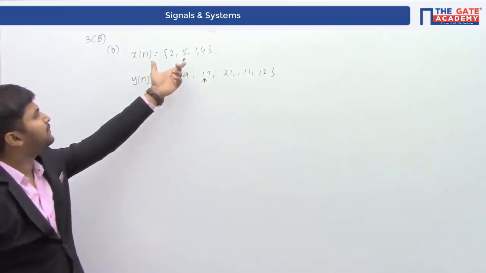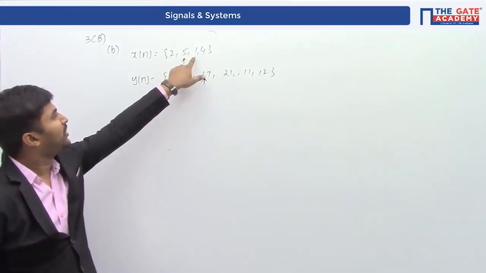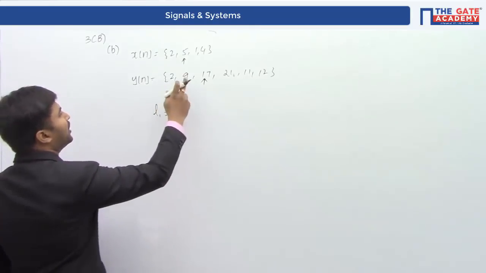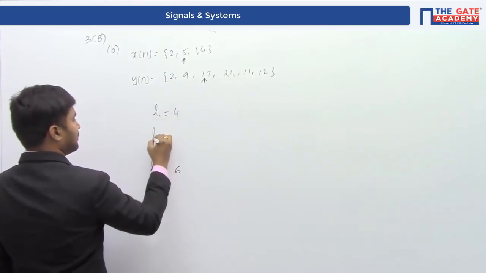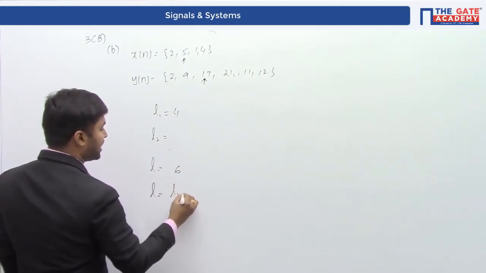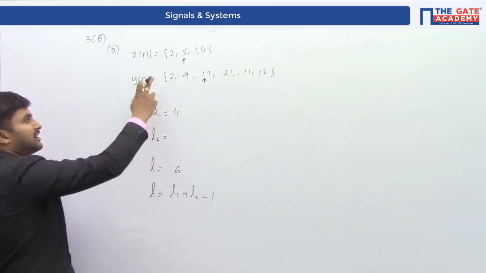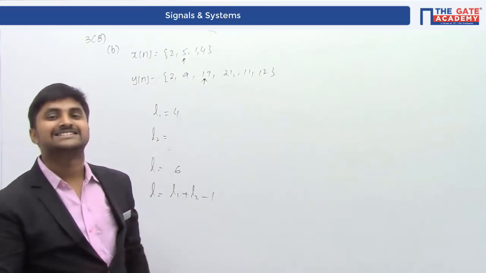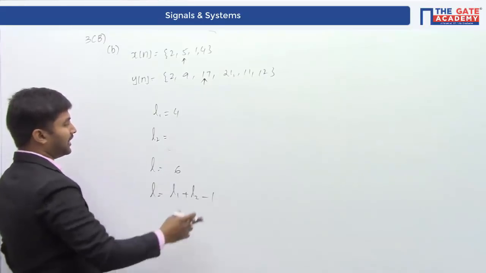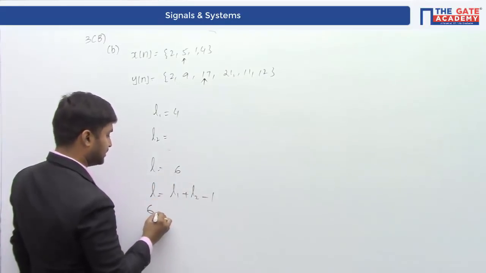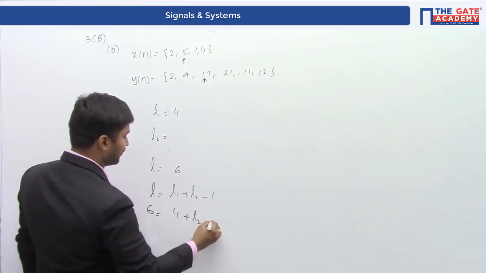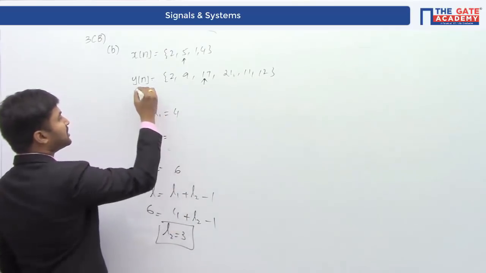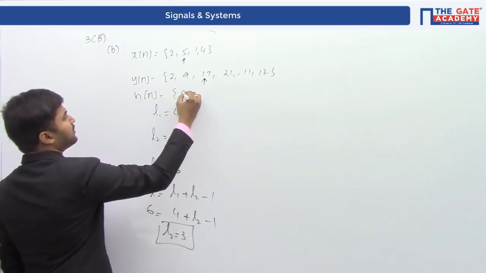First of all, how many samples are present in x of n? 2, 5, 1, 4. It means that L1 is going to be 4 units. The output L is going to be 1, 2, 3, 4, 5, 6, so 6 units. And we have a relation that L is always going to be L1 plus L2 minus 1, where L1 is the number of samples in x of n, L2 is the number of samples in h of n, and L is the number of samples in the output y of n. So L is 6, L1 is 4, plus L2 minus 1. Therefore the value of L2 is going to be 3 units. So h of n is A, B, C.